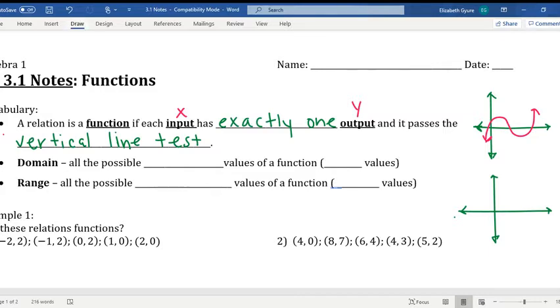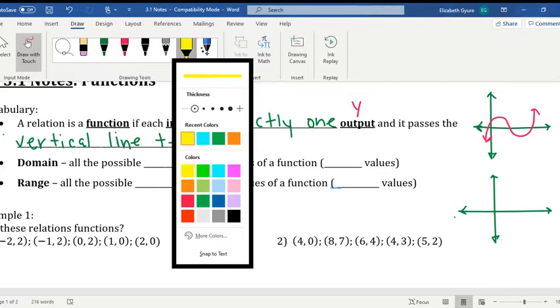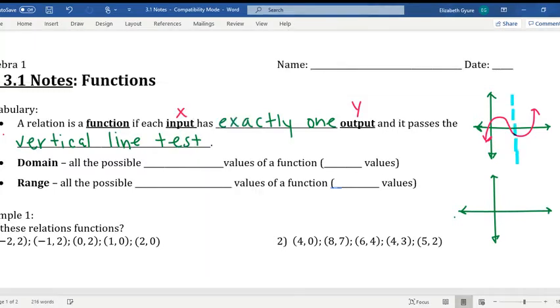So if I drew a vertical line anywhere through this, is it only going to touch my graph one time? It doesn't matter if I draw it all the way on the left or somewhere in the middle or somewhere on the right, it's only going to go through it once. So this would pass the vertical line test. Yes, this is a function.